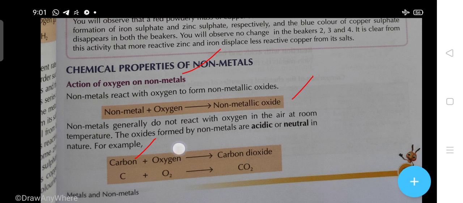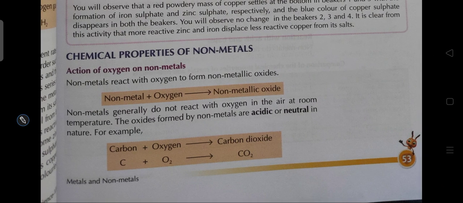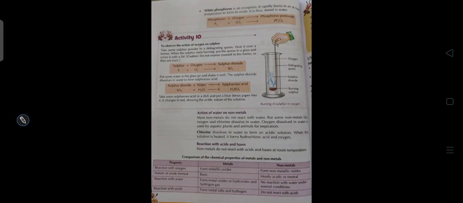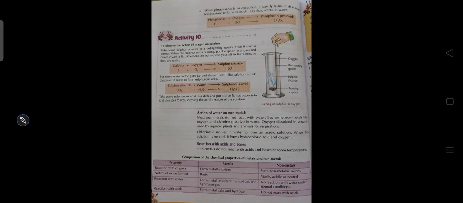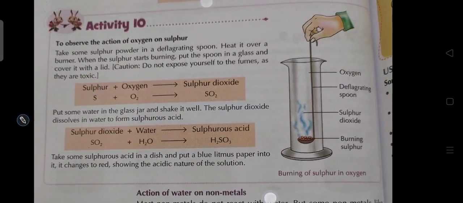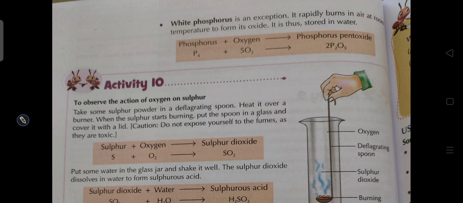Carbon reacts with oxygen and forms carbon dioxide. White phosphorus is an exception. It readily burns in air at room temperature to form its oxide. It is thus stored in water. Phosphorus reacts with oxygen and forms phosphorus pentoxide.